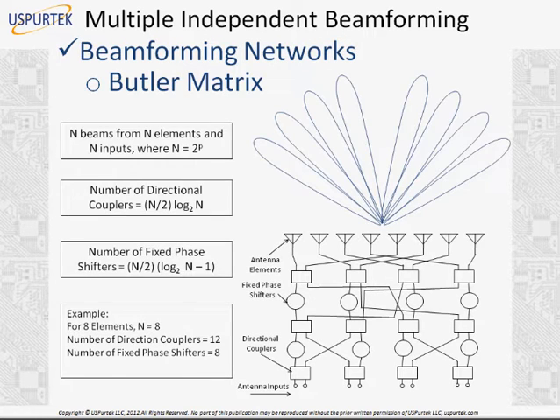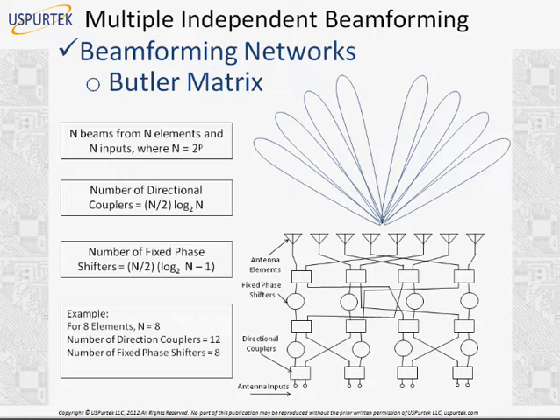So there are other ways you could deploy a beam forming network. Now this is a typical example of a Butler matrix that we saw in the list earlier, and I have given some formulas here which can be used to calculate how many different elements we need. So this network consists of directional couplers, fixed phase shifters, and then you have antenna elements. If you see on the antenna inputs, you have 8 antenna inputs, and each of these antenna inputs ends up in 8 different beams. You see there are 8 different beams originating from the antenna array.